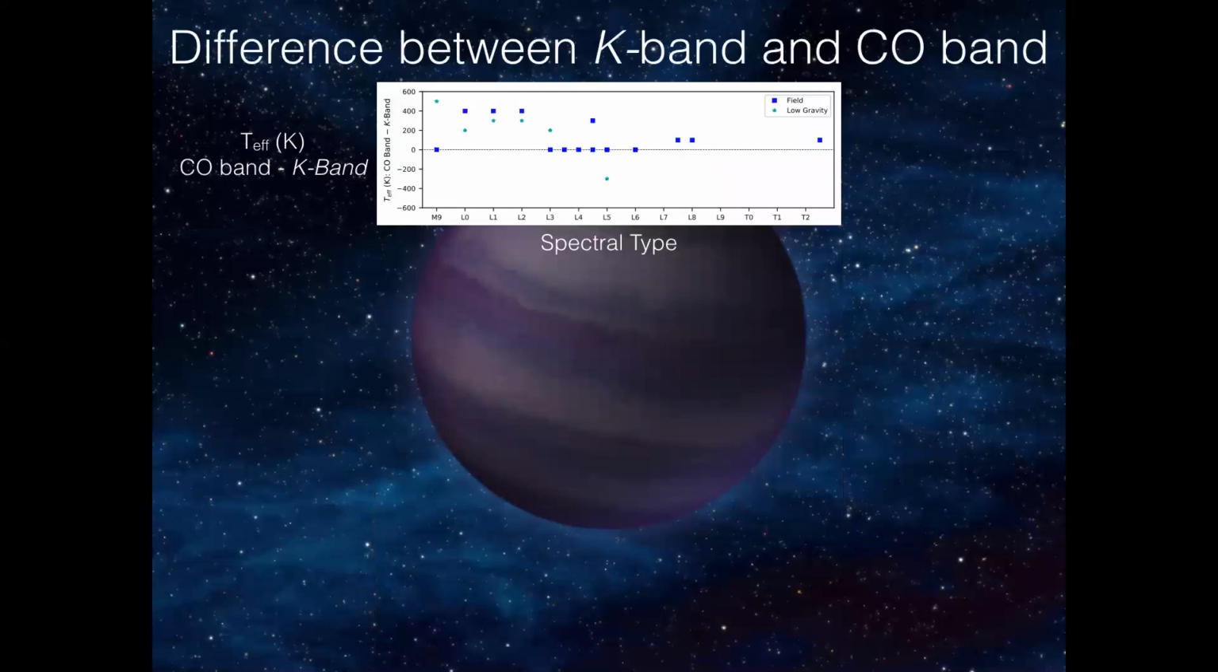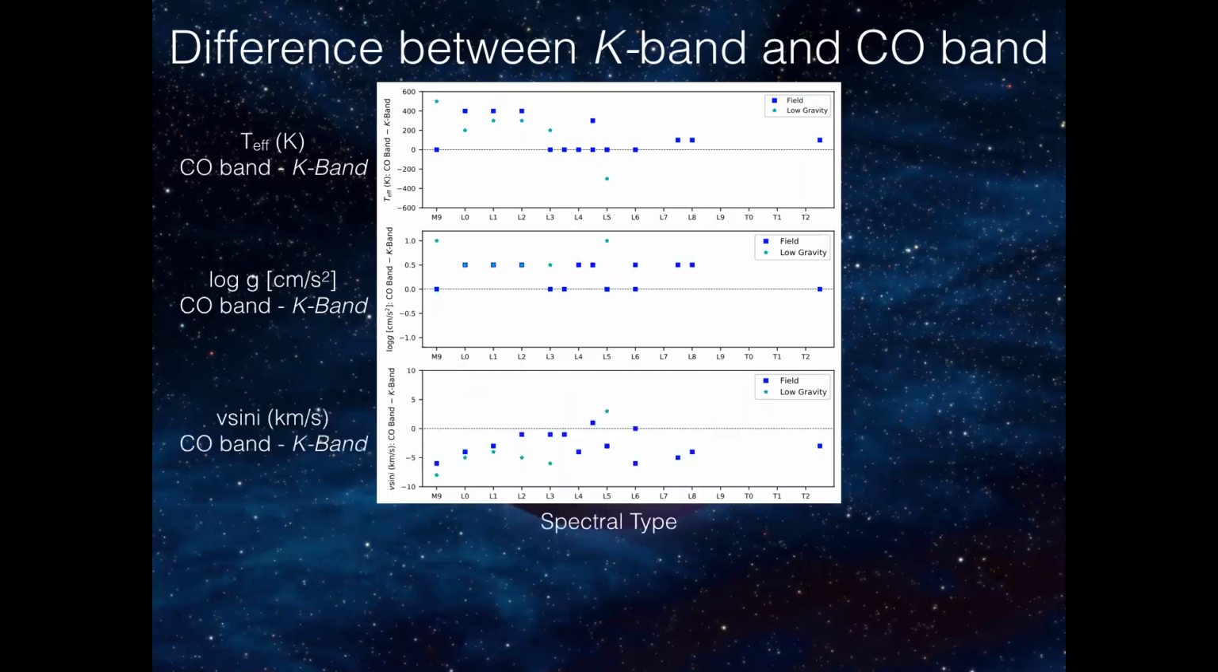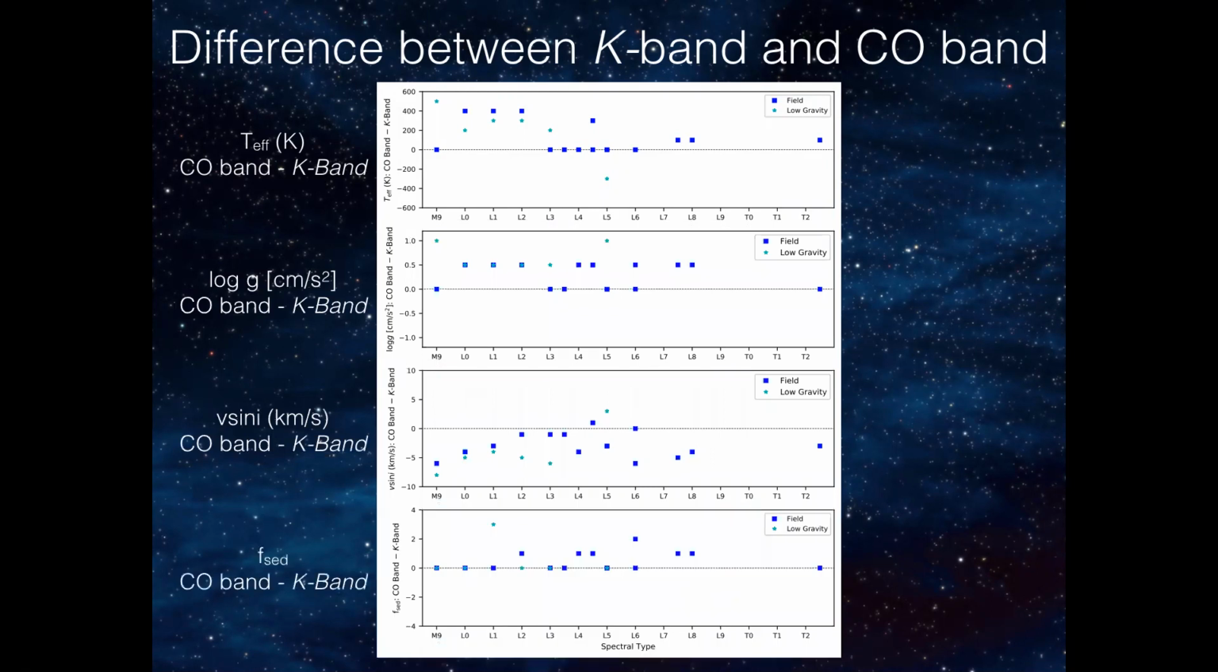Lastly, I want to show you something else we found really interesting: we see systematic differences between our K-band and CO band fits. For the CO band fits, we find systematically higher effective temperatures. We also find systematically higher surface gravities in the CO band fits versus the K-band. Our V sin i values tend to be higher in the K-band than they are in the narrower CO band fits. And for fsed, the clouds, we find higher values in the CO band, which means our CO band fits are returning fewer clouds than our K-band fits.